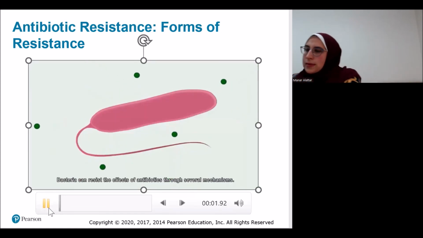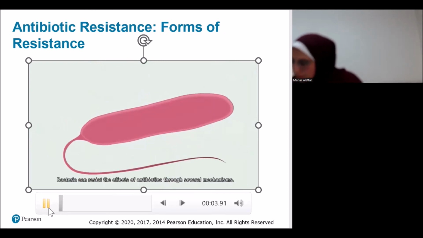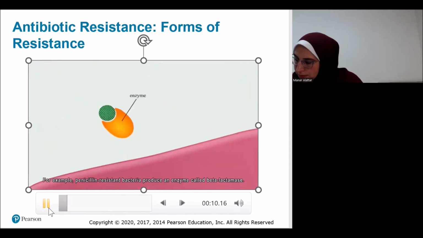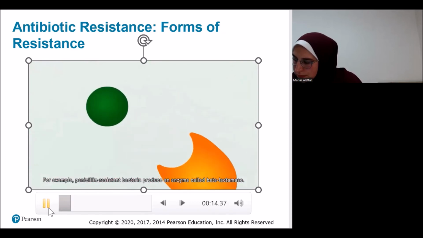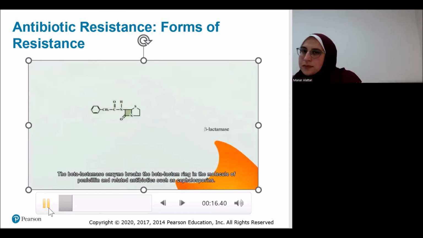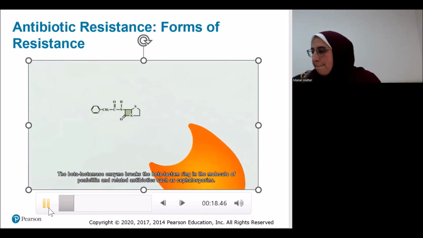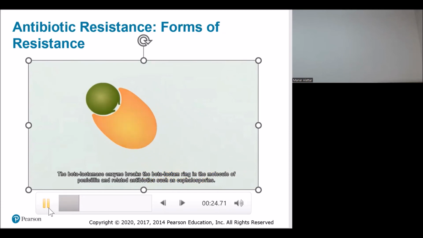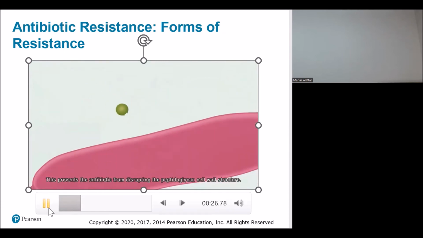Bacteria can resist the effects of antibiotics through several mechanisms. They may secrete enzymes that destroy the chemical structure of the antibiotic. For example, penicillin-resistant bacteria produce an enzyme called beta-lactamase. The beta-lactamase enzyme breaks the beta-lactam ring in the molecule of penicillin and related antibiotics, such as cephalosporins. This prevents the antibiotic from disrupting the peptidoglycan cell wall structure.